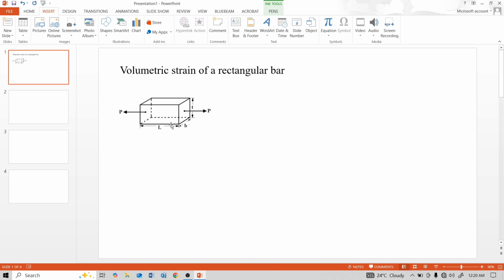Volumetric strain of a rectangular bar which is subjected to an axial load P in the direction of its length. Consider a rectangular bar of length L, breadth B and depth or thickness T which is subjected to an axial load of P in the direction of its length as shown in figure. For calculation of volumetric strain of a rectangular bar, we see step by step how to calculate it.